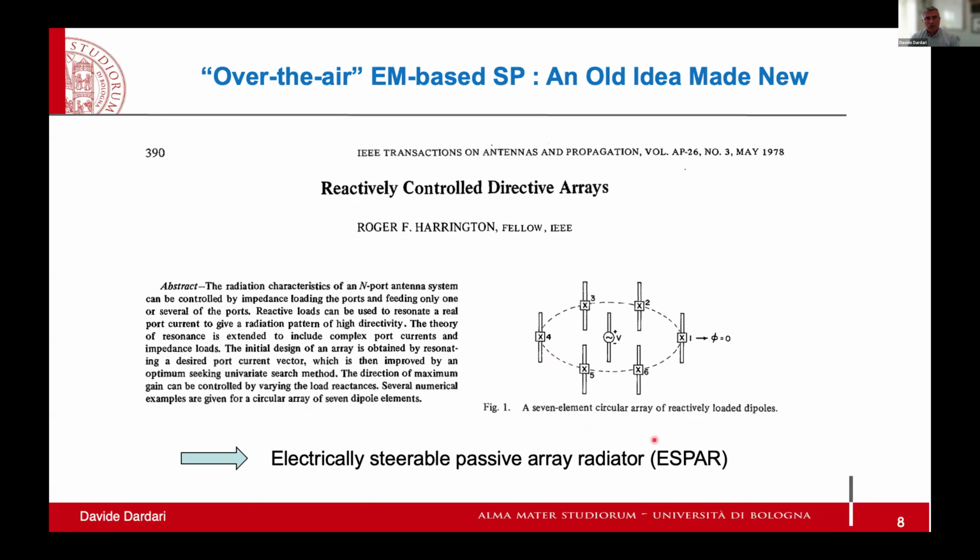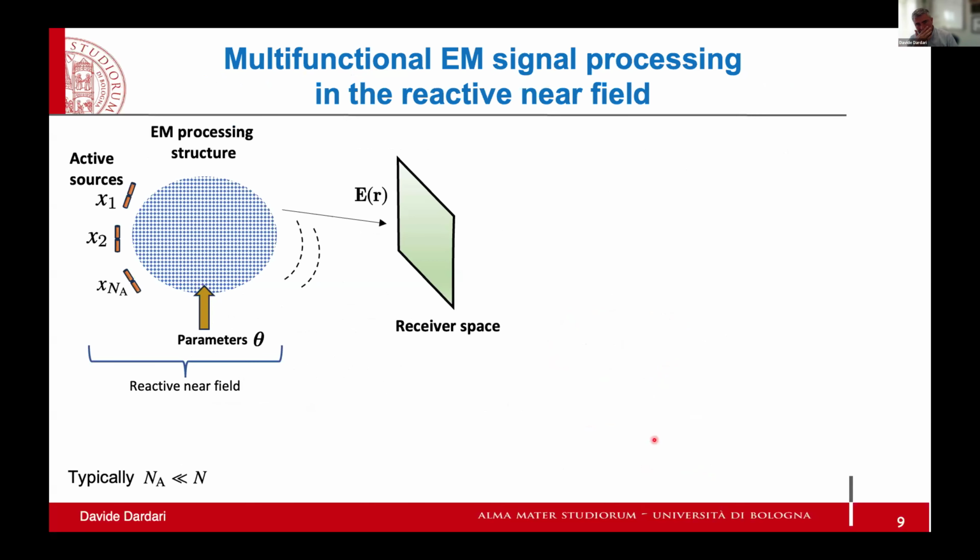But it could be interesting to generalize this towards what I call multifunctional electromagnetic signal processing. So what is the idea? The idea is that we have this electromagnetic structure, we have several active sources, and typically the number of active sources is much less than the number of scattering elements, so that we can have even a huge device. And the idea is the following.